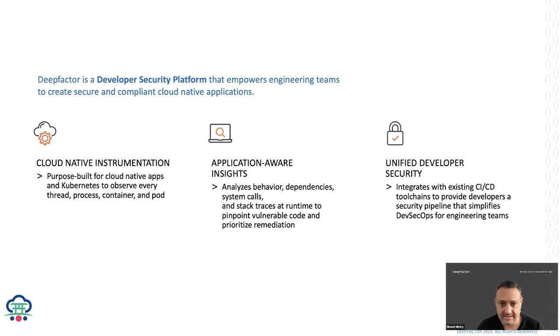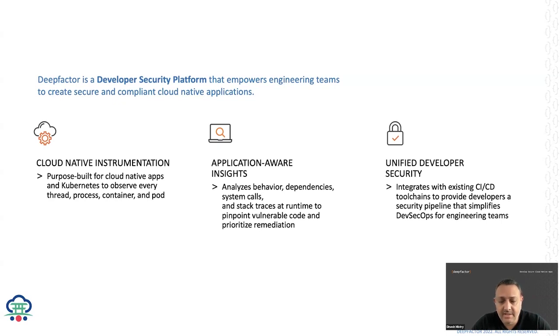By analyzing the behavior of the application during runtime, and when I say runtime, I should take a step back and clarify. A lot of folks think of runtime as production runtime. In our case, we're talking about as the developer is building his or her application, and it's going through the QA or test cycles, and the application is being exercised or run, we're collecting and analyzing the behavior of the application. We're observing things like the dependencies and the operating system packages that make up that application.